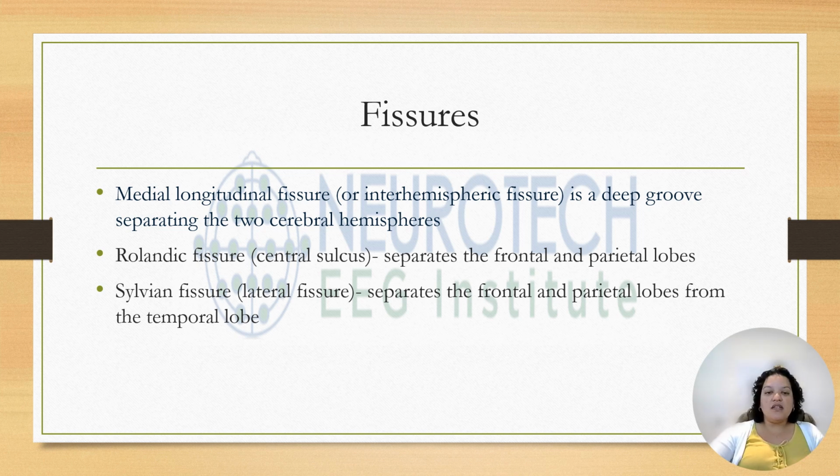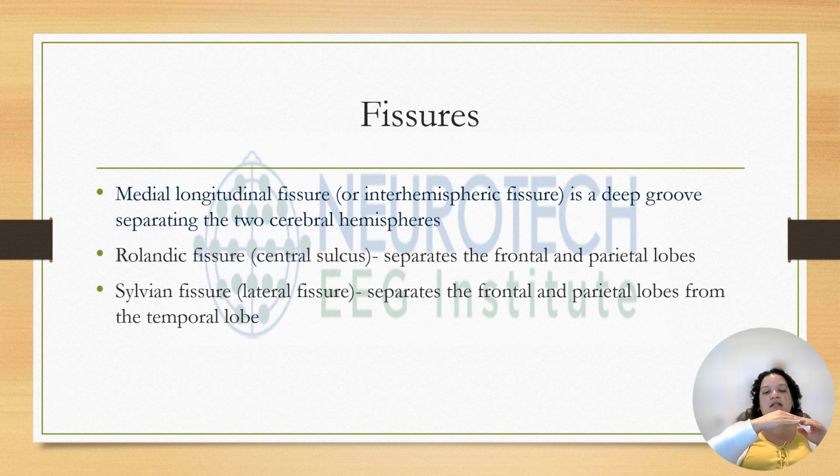Rolandic fissure, we also call it central sulcus, and this is very important for when we talk about evoked potentials. And this one separates the frontal and the parietal lobes. And you might know that we have Rolandic seizures, and Rolandic seizures, you're gonna see in that central vertex, right? We're gonna see the discharges at C3 or C4 and CZ. And then we have Sylvian fissure, also called lateral fissure.